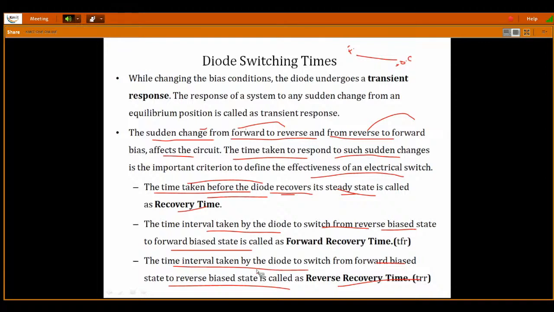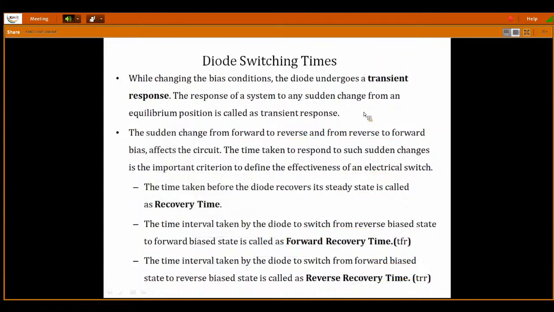What is the first definition? Once again, I will read it. It is your transient response. What is the transient response? The response of a system to any sudden change from an equilibrium position is called the transient response. Second, what is the recovery time? The time taken before the diode recovers its steady state is called the recovery time. What is the forward recovery time? The time interval taken by the diode to switch from reverse to forward bias state is called the forward recovery time.